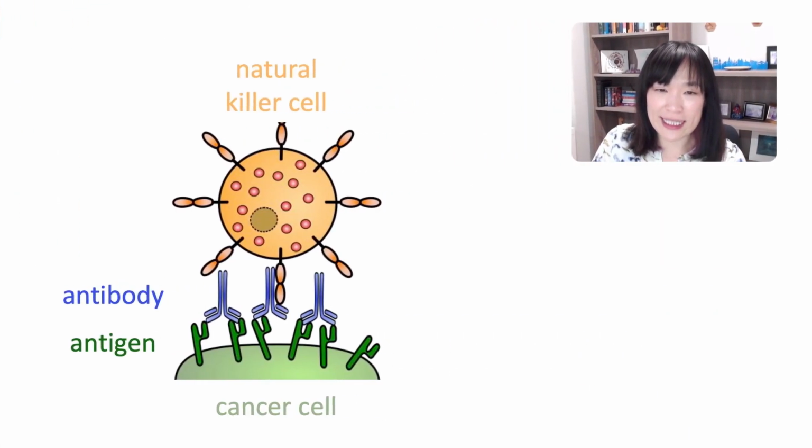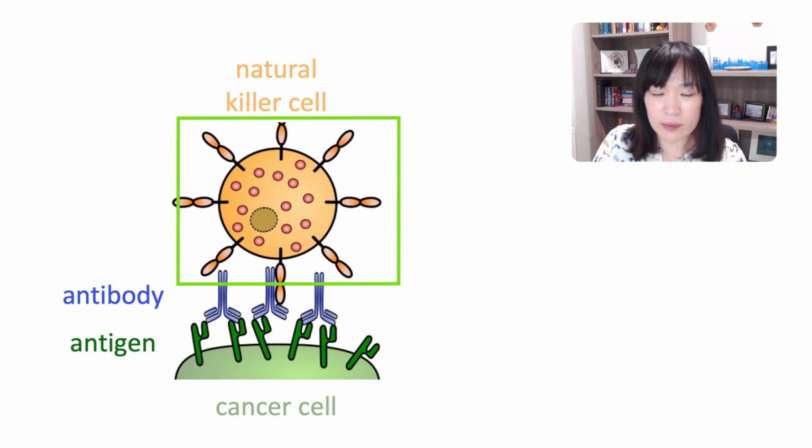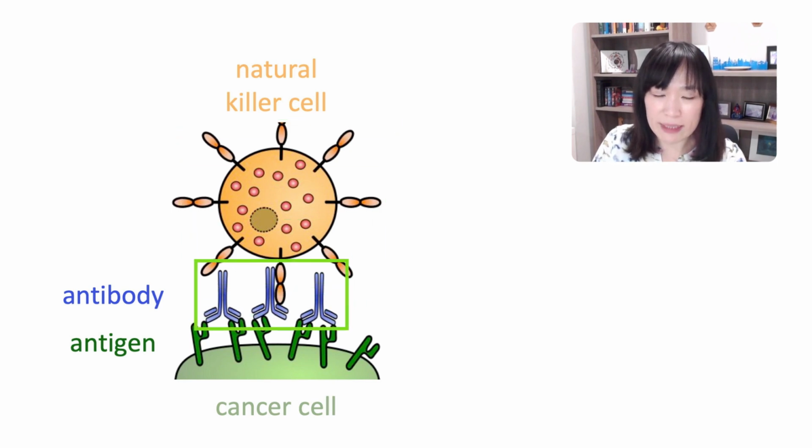Now, if we look at the diagram version of this figure, we have the cancer cell in green on the bottom, and this natural killer cell in orange at the top. You can see that in between them is an antibody. And this is one of the ways that an antibody therapeutic can work.